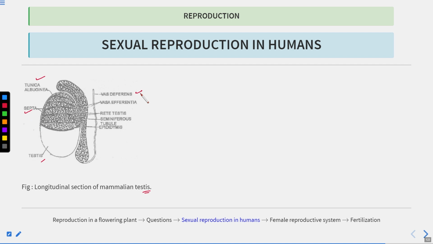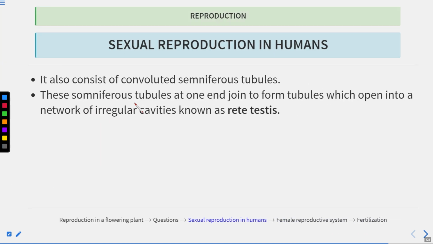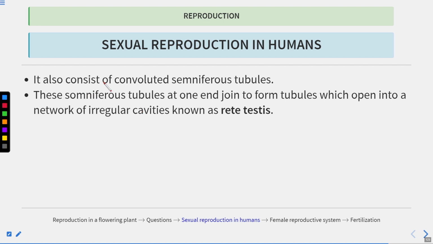Here is the vasa deferens, vasa efferentia. You can see the rete testis, seminiferous tubules, as well as the epididymis. So these are the parts of the reproductive system we have already discussed. Now we'll talk about all of these terms also. Clear? Now, this also consists of the convoluted seminiferous tubules.